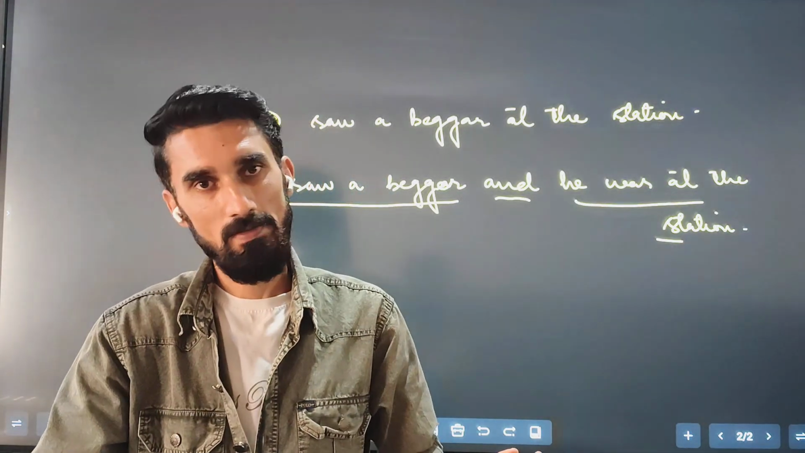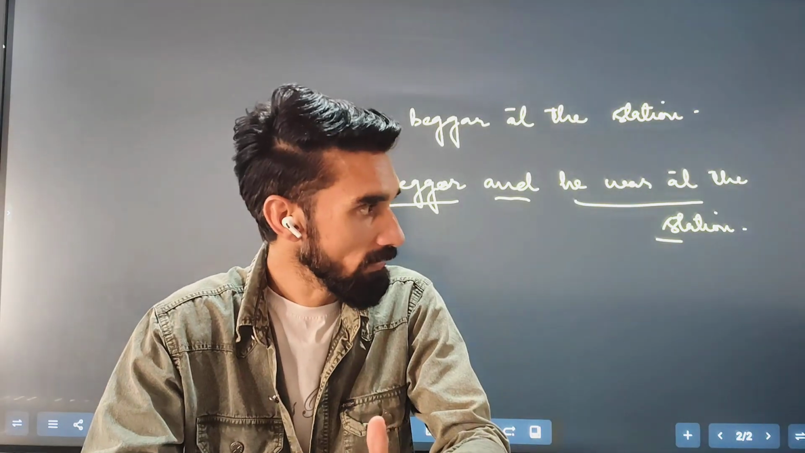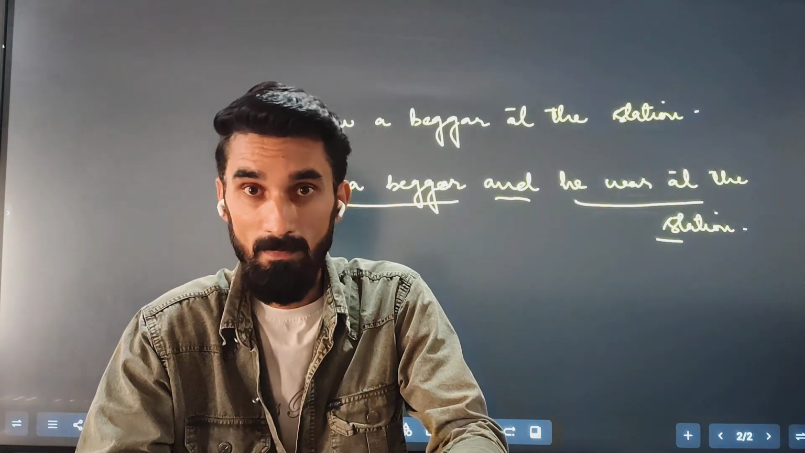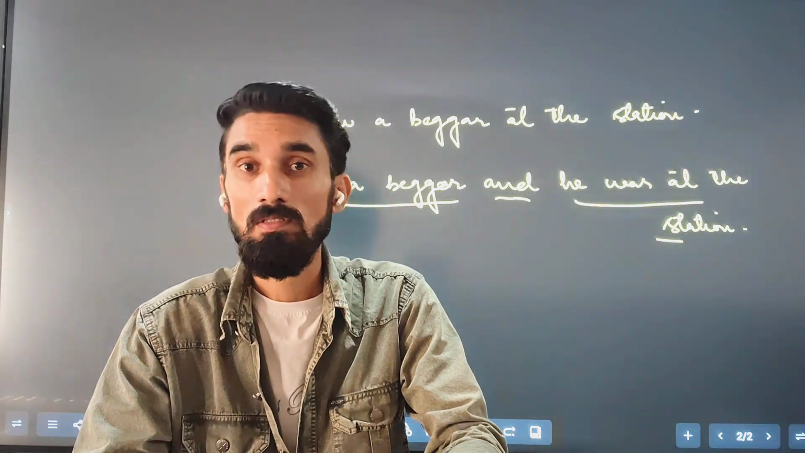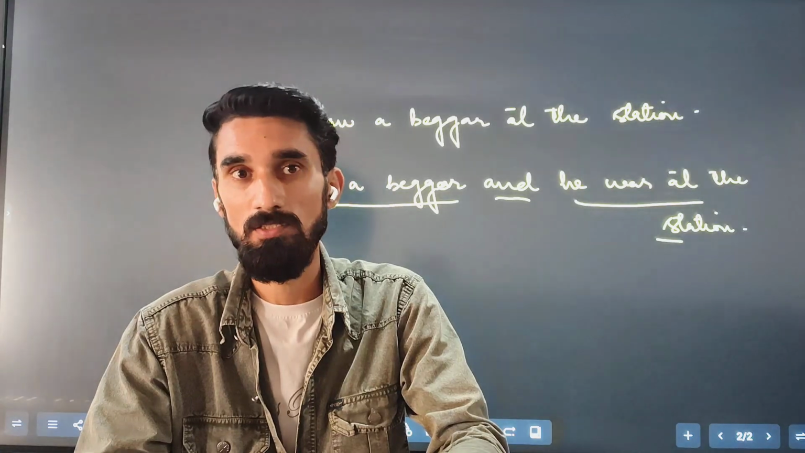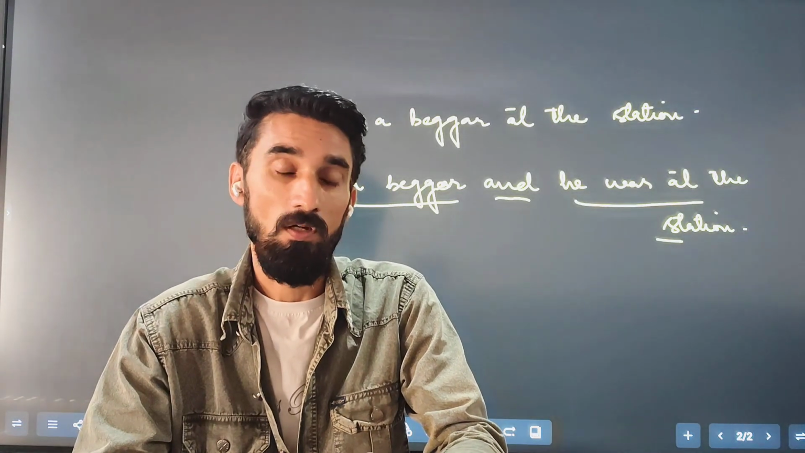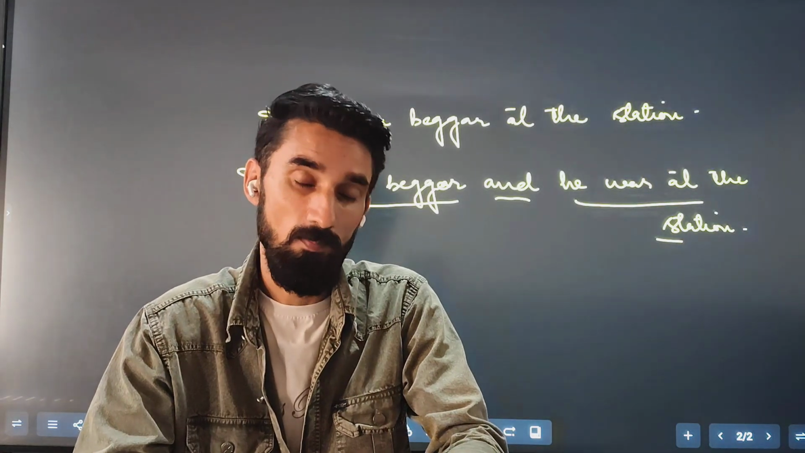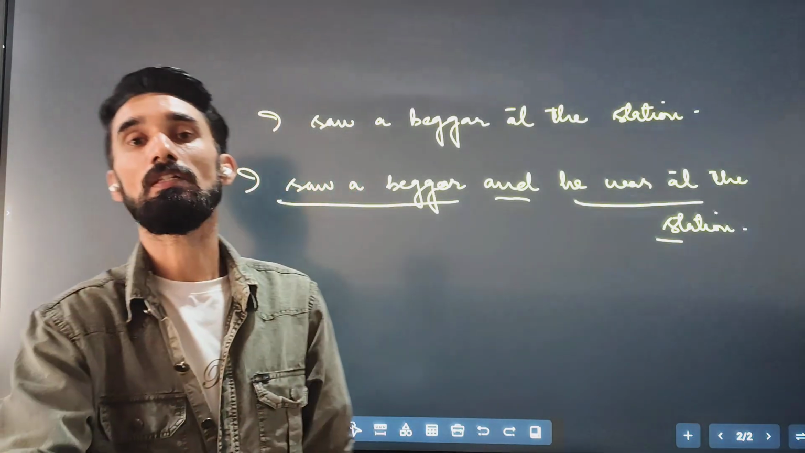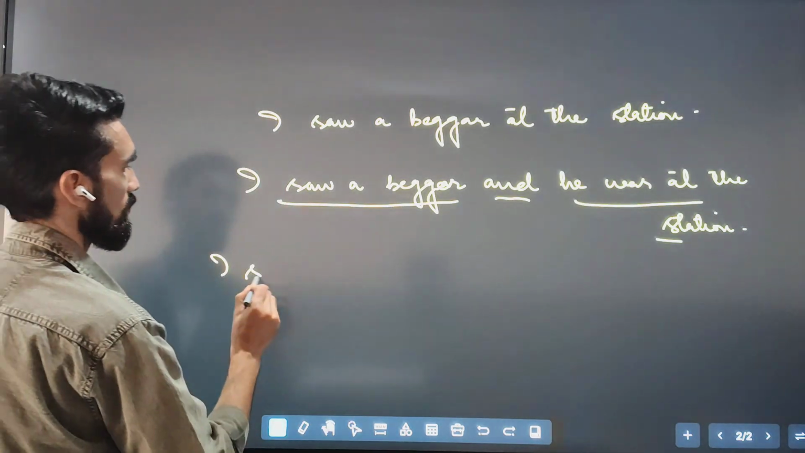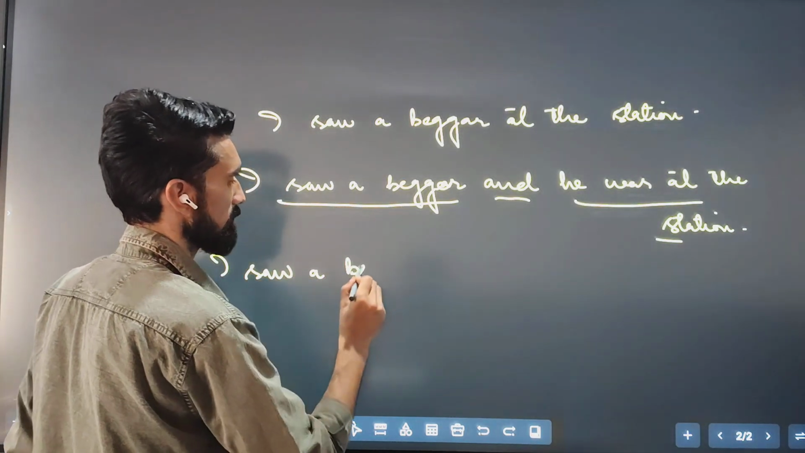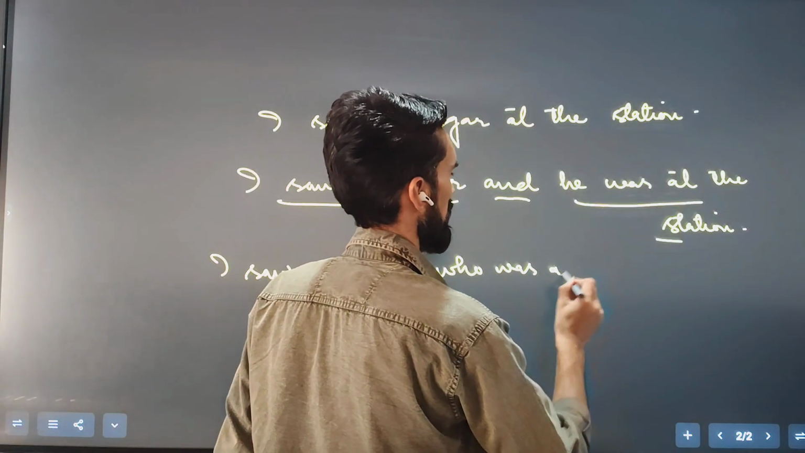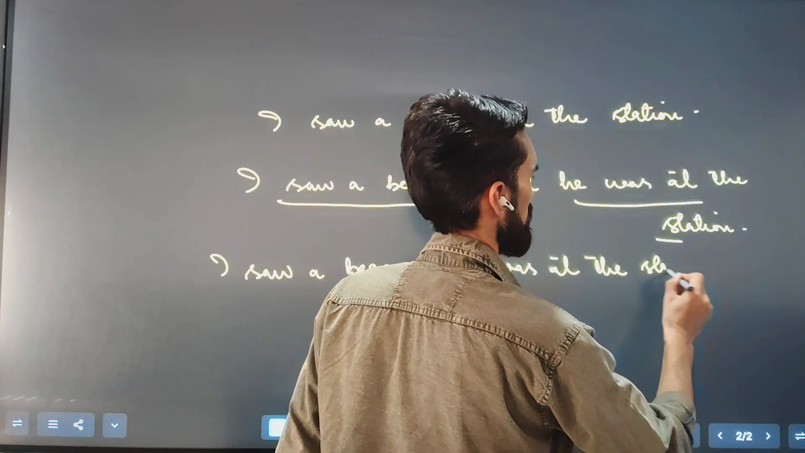a compound sentence. Now, when you convert it into a complex sentence, what is required there? You will have one subordinate clause and one independent clause. Both of the clauses will not be independent now, because in a complex sentence one clause is subordinate and the other is independent. It will be like, I saw a beggar who was at the station.